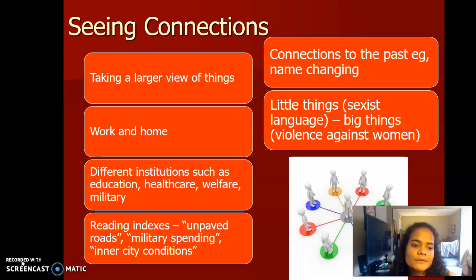Schwalbe goes on to encourage us to make connections between small things and big things, right? And he gives us examples of how gender roles, for instance, at work are always connected with gender expectations at home, right? And so if you are expecting equality at work, things have to change at home as well. He also tells us how to read indexes. And so we will talk more about this in our next video.